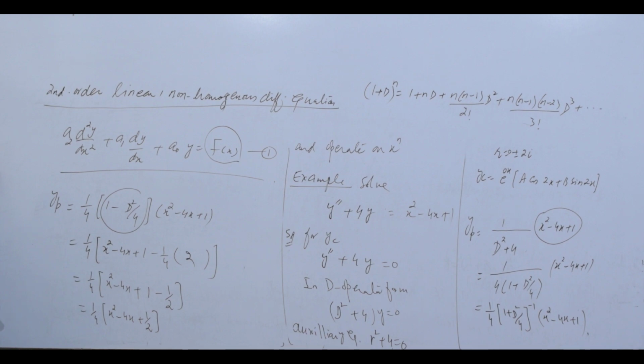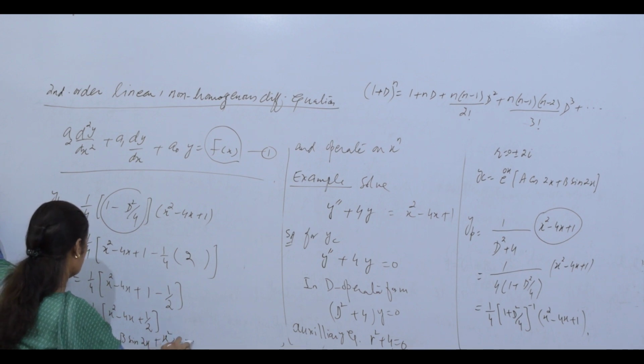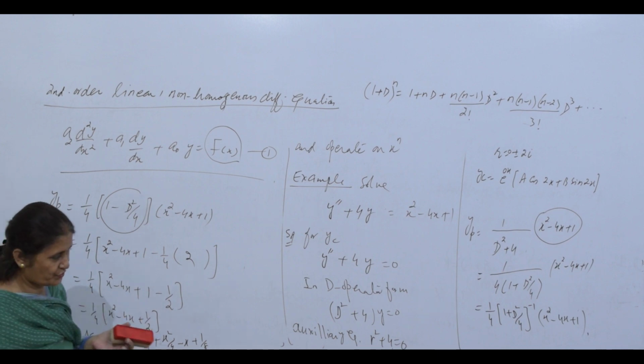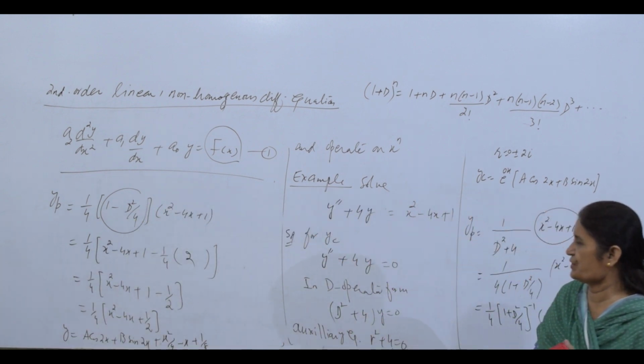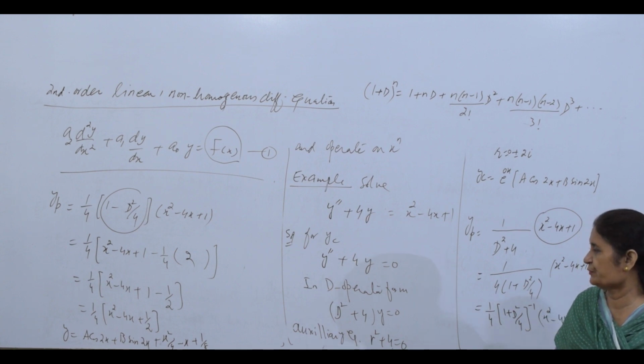So this is your yp and that is your yc. So the general solution is a cos 2x plus b sin 2x plus this, x square by 4 minus x plus 1 by 8. I have multiplied 1 by 4 with the bracket. So this is your general solution for a second order linear non-homogeneous differential equation. But I will change the question a little bit because for the third one, I am telling you one thing more.